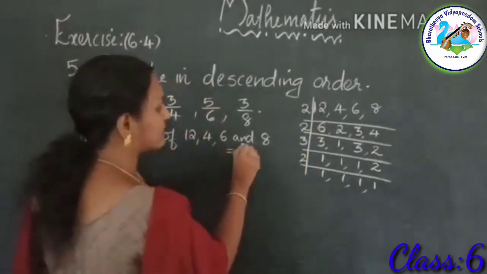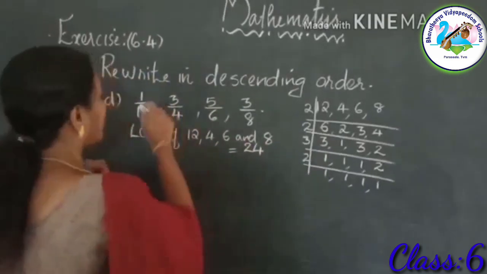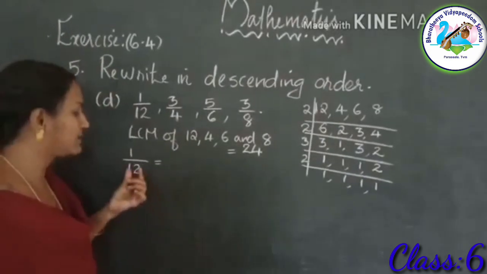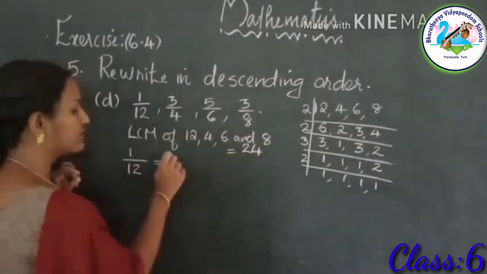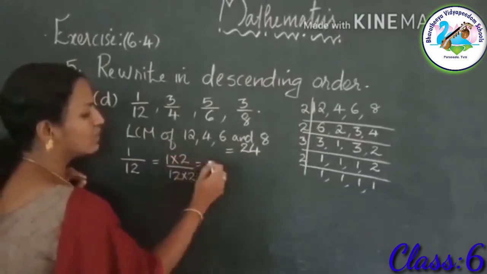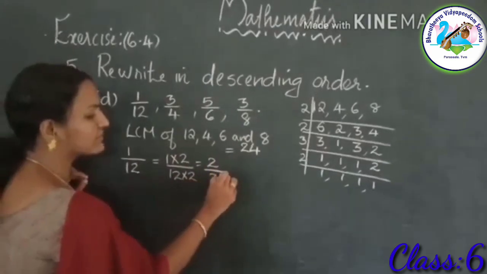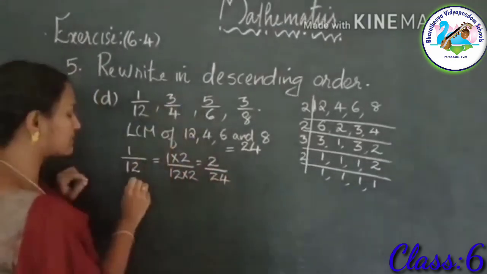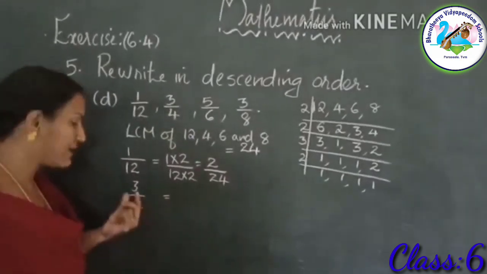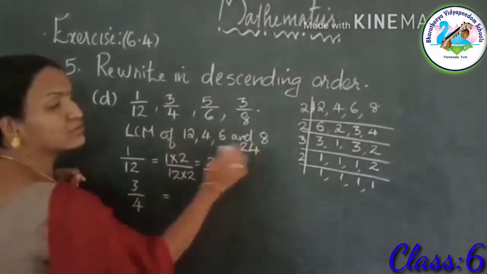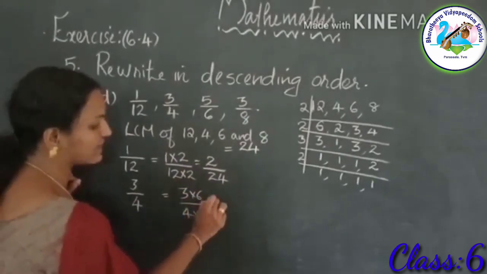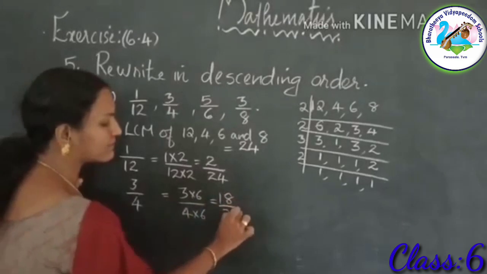The LCM is 24. Now the first fraction is 1 by 12. Here the denominator is 12, so multiply 12 with 2, we get 24. So 1 into 2 divided by 12 into 2 is equal to 2 by 24. The next fraction is 3 by 4. Here the denominator is 4, so multiply 4 with 6, we get 24. So 3 into 6 divided by 4 into 6 is equal to 18 by 24.